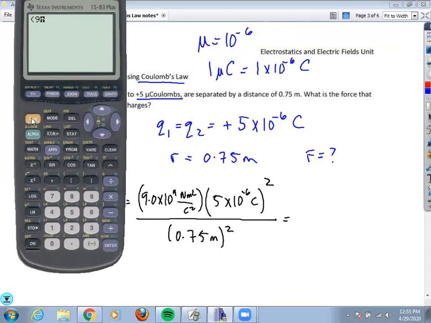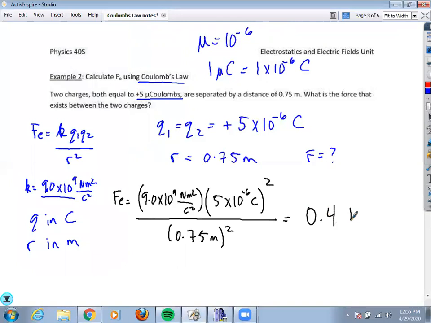So 9 times 10 to the power of 9 times 5 times 10 to the power of negative 6 squared. And then we'll divide that by, in brackets, 0.75 squared. And you get 0.4. The force would be 0.4 newtons. So that would be the size of the force that exists between the two charges.